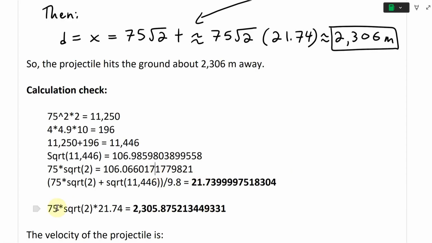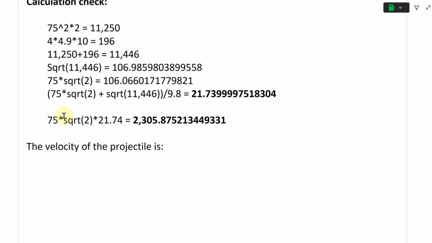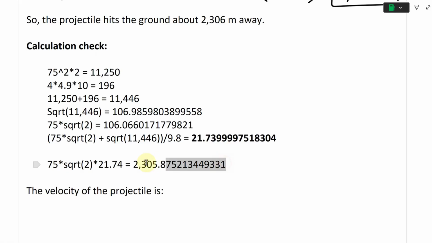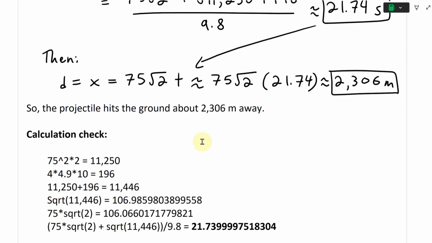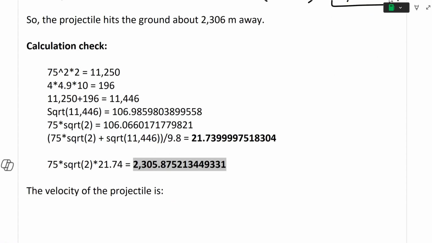And then finally, we have this one here, the distance. D equals x, basically 75 times square root 2 times 21.74. So 75 times square root 2 times 21.74 equals this whole giant thing, 2305.875. Then just round this up, 2306 meters. So yes, fascinating stuff there.